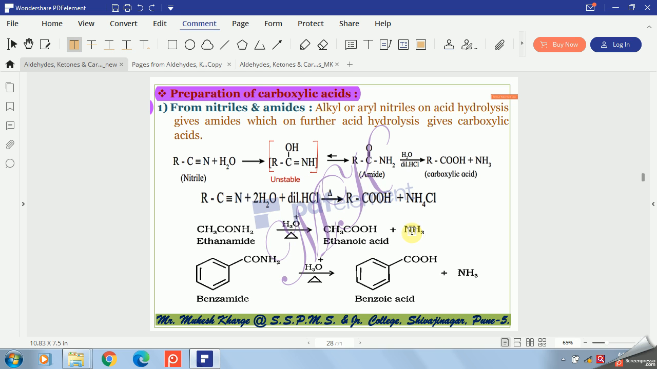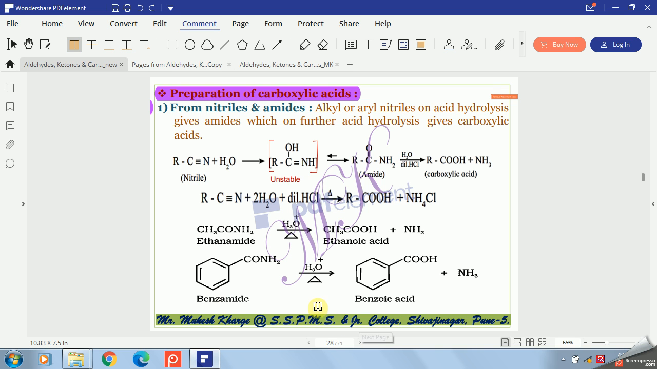So you can write a reaction starting from your cyanide as well as from amide. So cyanide is methyl cyanide or ethane nitrile, and amide is ethanamide, gives acetic acid as a product, or ethanoic acid. If you have to prepare benzoic acid from benzamide, C6H5CONH2 on acid hydrolysis gives benzoic acid plus ammonia. Okay.